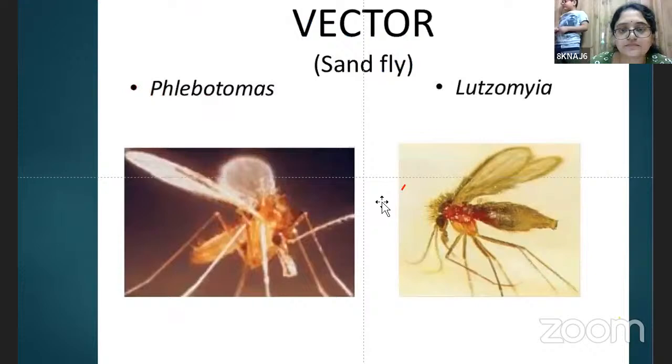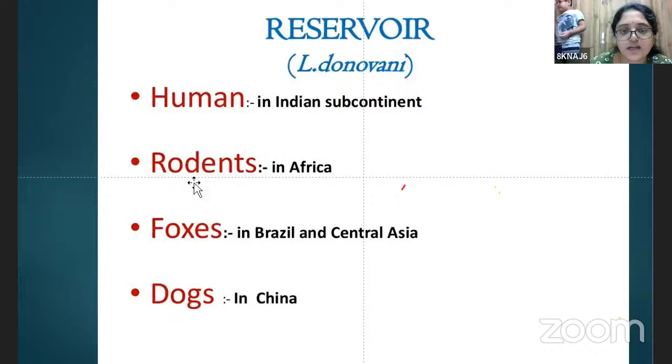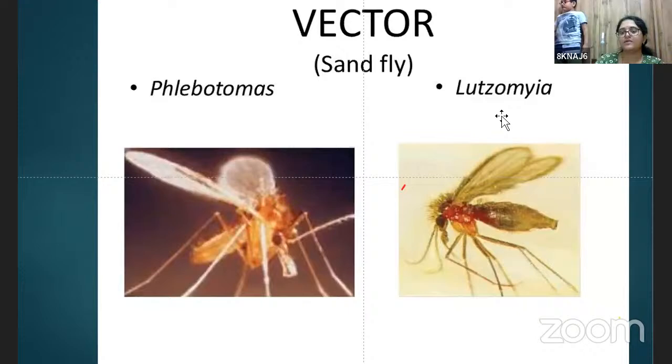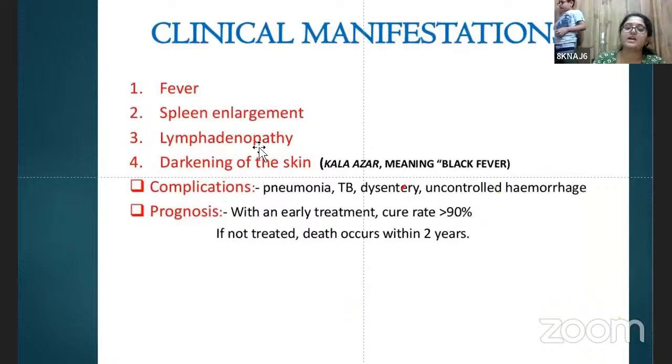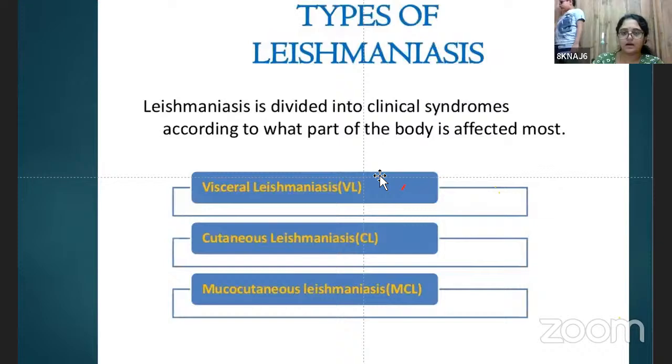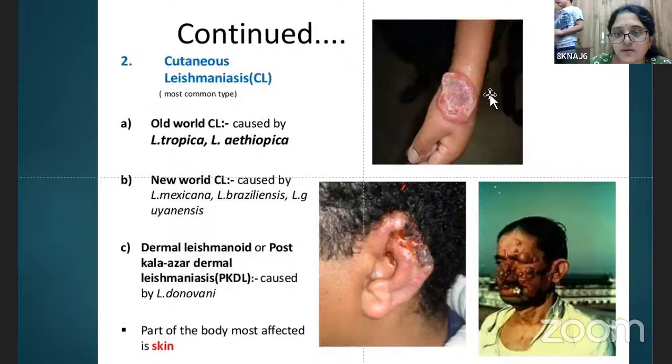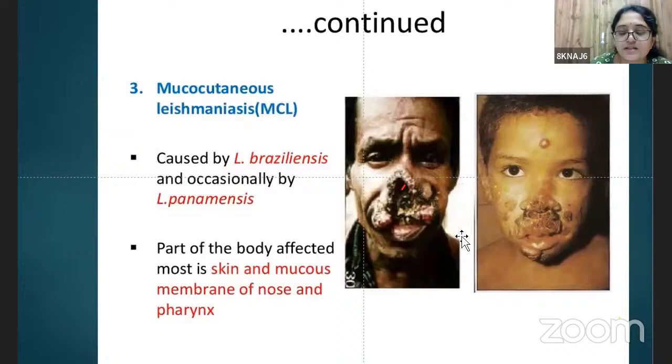Again, as I told you, you can also see the reservoir hosts can be rodents, foxes and dogs. This is the vector, Phlebotomus argentipes. Then you have different kinds of symptoms: fever, spleen enlargement, lymphadenopathy or lymph node enlargement, then darkening of the skin, that is Kala Azar, other complications, the prognosis, and again the types, visceral leishmaniasis. So you have cutaneous leishmaniasis. All horrible, horrible pictures, but unfortunately people have suffered so much because of it.